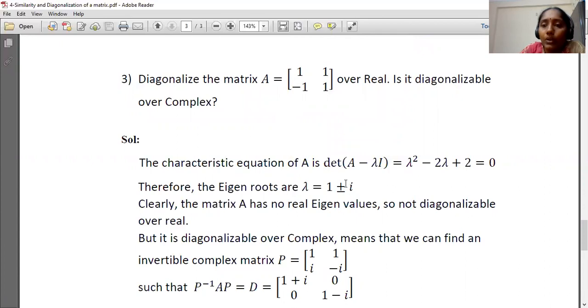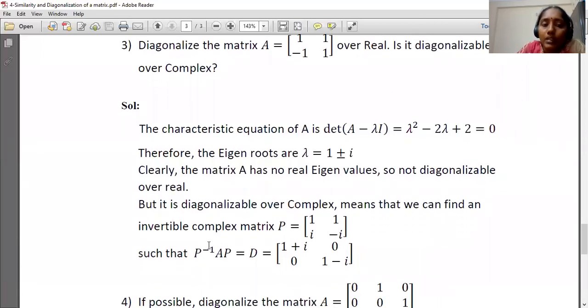These are not real values. These are complex values, which are of the form a plus or minus ib. That means complex roots. So the matrix A has no real eigenvalues. So it is not diagonalizable over real, but it can be diagonalized over complex. How can we say that it is diagonalizable over complex? That depends on the eigenvectors. For each eigenvalue, there exists a non-zero eigenvector. After finding the eigenvectors, check whether those eigenvectors are linearly independent or not.